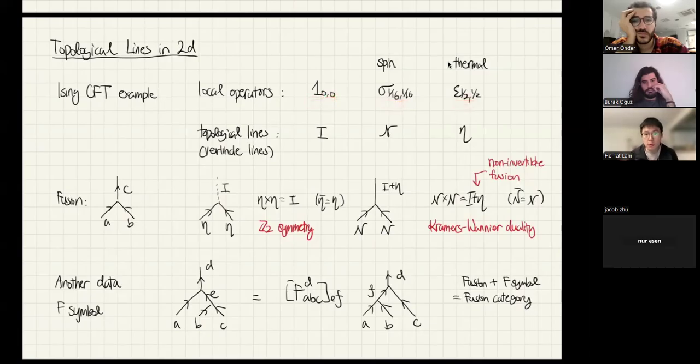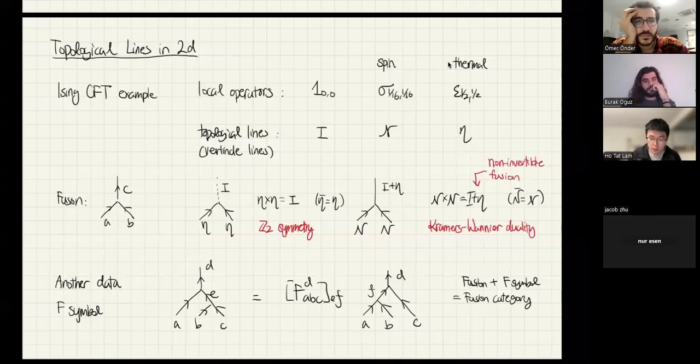They are conformal primaries. One of them is the identity operator. The other is what's called the spin operator. So they're essentially the spin inside the Ising model. And the other operator is called the thermal operator. This is an operator that, if we add it to the system, will trigger the phase transition. So it will bring you either to a symmetry breaking phase or a symmetry preserving phase.